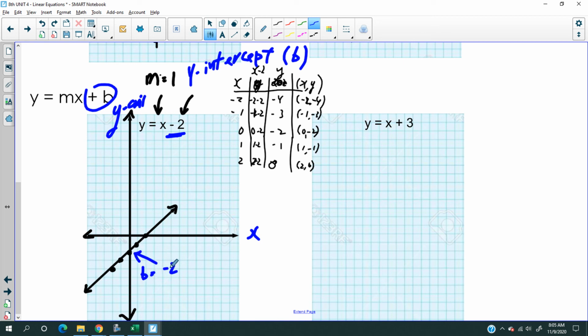So the y-intercept is where the line crosses the y-axis, because intercept means to cut across. So where does this line, which is y equals x minus 2, by the way, cut across the y-axis? At -2. That gives us our complete equation, the slope-intercept form. Got that?